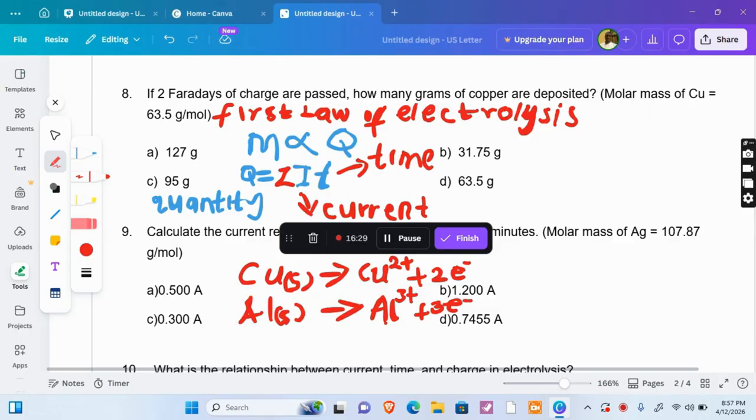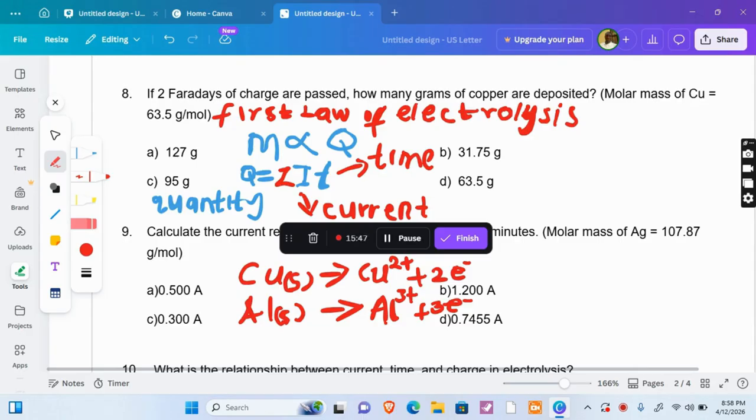So you can see, if the same quantity of electricity is passed through a solution of copper and aluminium, the mass of copper that will be deposited will be equivalent to the number of moles of ions of copper that will be produced. What I mean by that is the number of electrons that will be produced by copper. Then the mass of aluminium deposited will be proportional to the ions that will be deposited by aluminium.